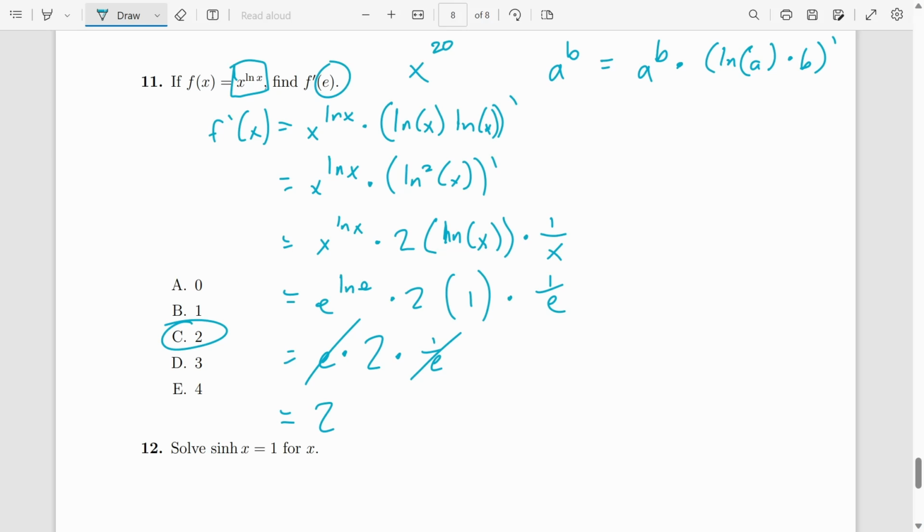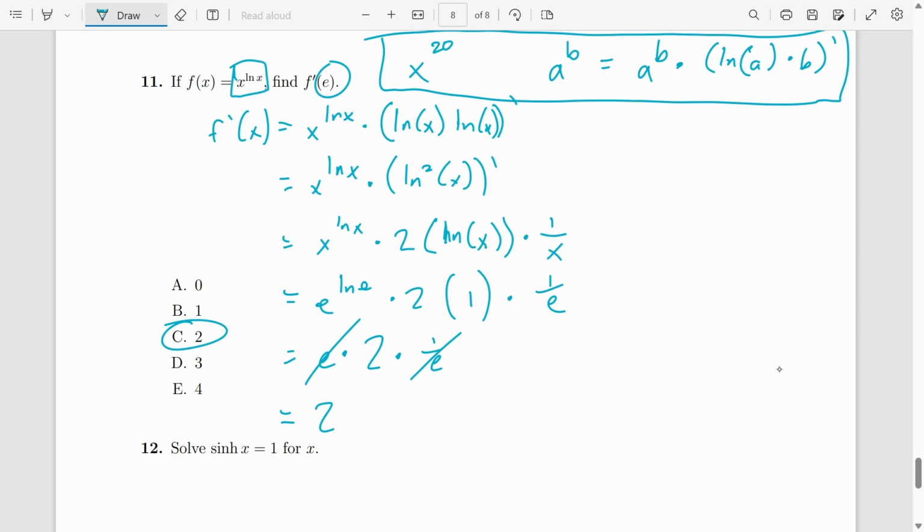So yeah, this is just a generalized power rule problem. Remembering what this obscure equation is. I don't even remember learning that in Calc 1, but I think that's what you're supposed to do here, where a to the power of b is equal to a to the power of b times the derivative of ln of a times b. That's kind of weird, but I guess that's how you do it. Just remembering that and then simplifying, that's how you do this problem.